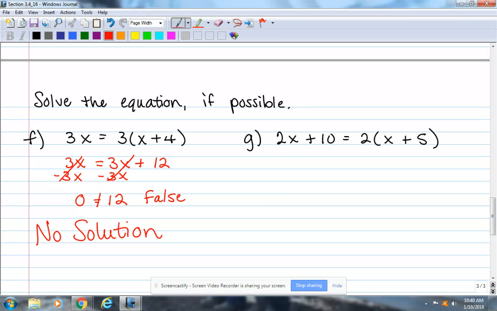Something else could happen. So let's go to problem G. So we treat it like it is possible to solve it. So if I'm just assuming it is possible to solve it, how would I solve problem G?